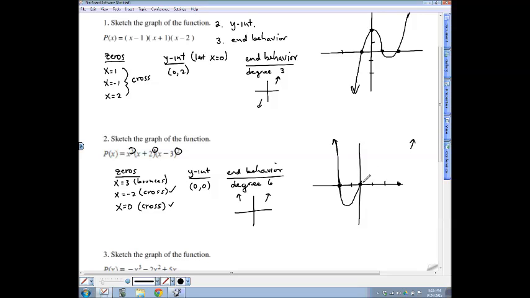Just to keep this short and say, alright, it turns back up at some point, crosses through at 0, okay, and then eventually it's going to have to come back down over here and bounce off the x-axis at 3.